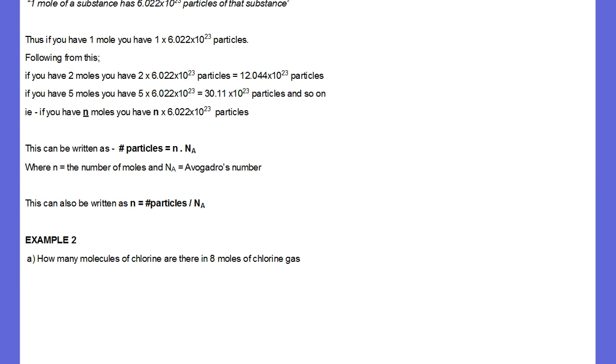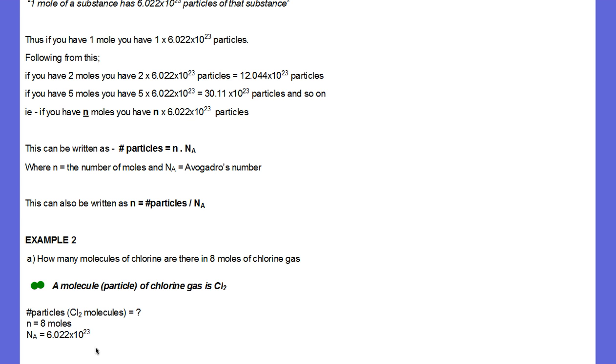So that leads to example 2 in our notes. Example 2 is: how many molecules of chlorine are there in 8 moles of chlorine gas? A good thing to do when you're starting a question is write down what you know and what you don't know in the question. So first of all, what is a molecule of chlorine? Well, I know a molecule of chlorine, or a particle of chlorine, is Cl2. Chlorine exists as diatomic molecules.